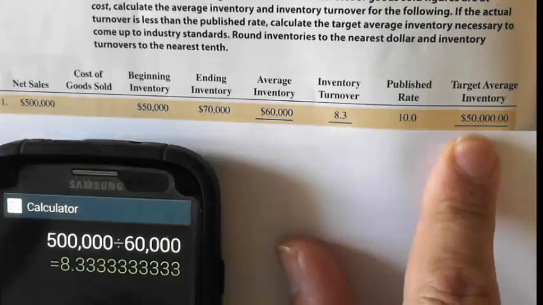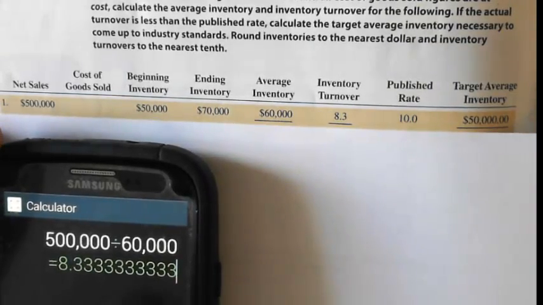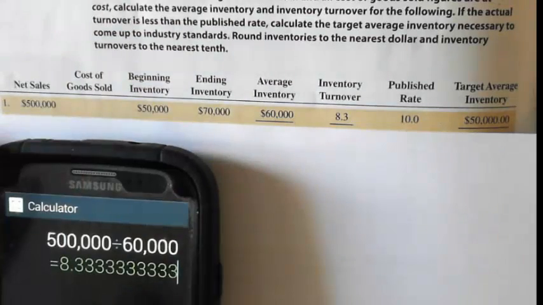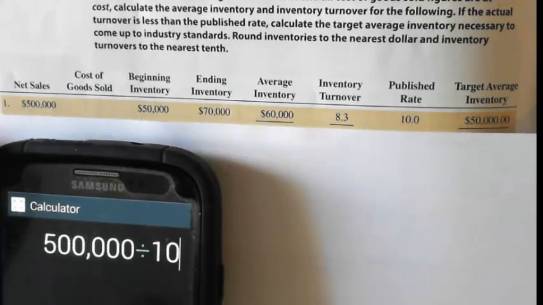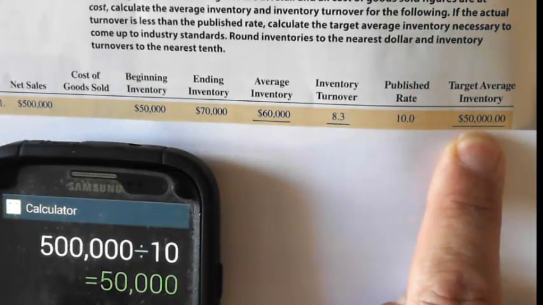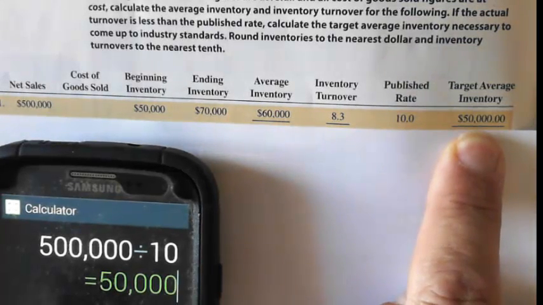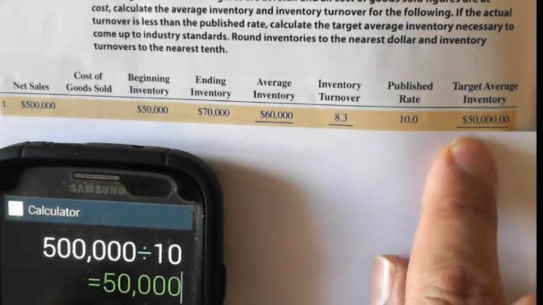So our target inventory, we would need to raise that by, again, we take our net sales divided by, there's our target inventory. Okay? So we want to have a little less in inventory than we do now.